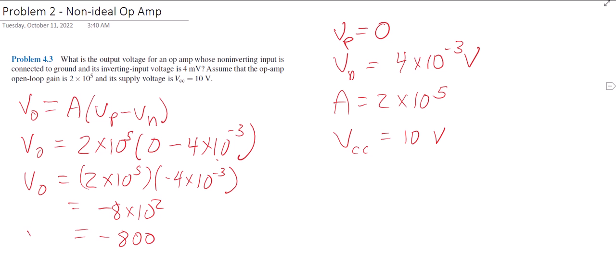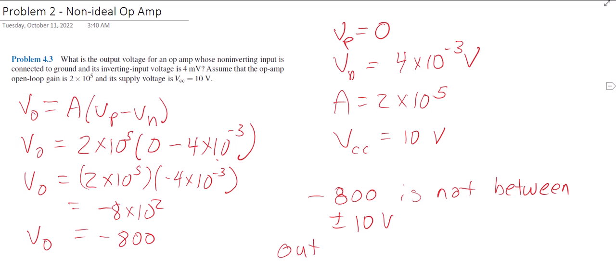Okay, so that negative 800 is not between plus or minus 10. And so that means that our output voltage, we're on the negative side, so it'll be negative, but it'll just be negative 10. That's as small as you can get, is negative 10.